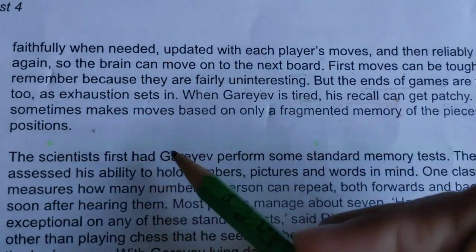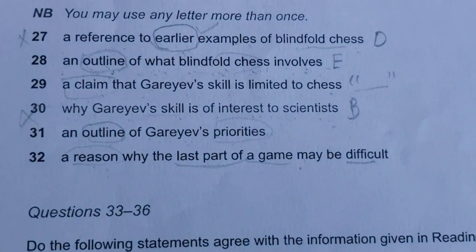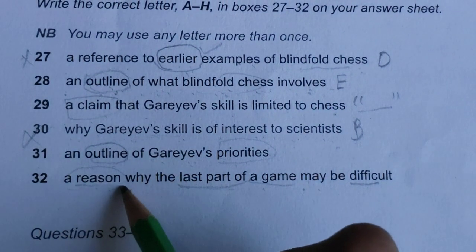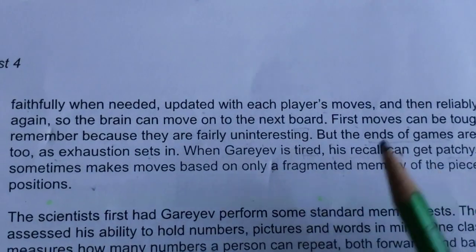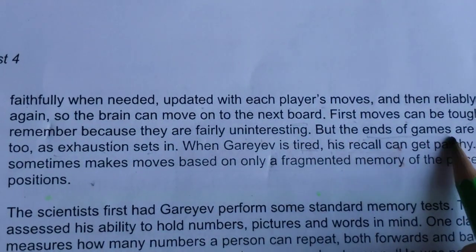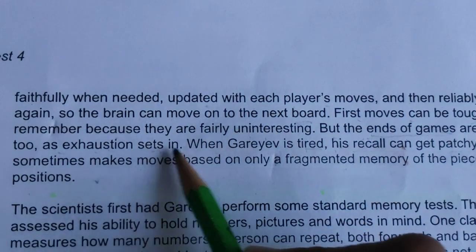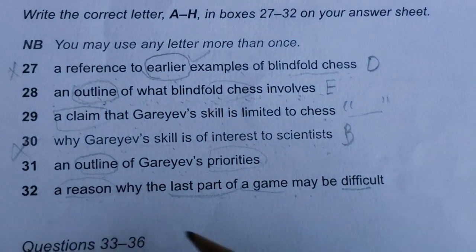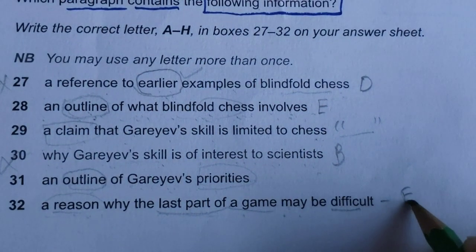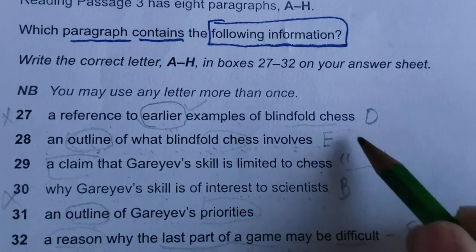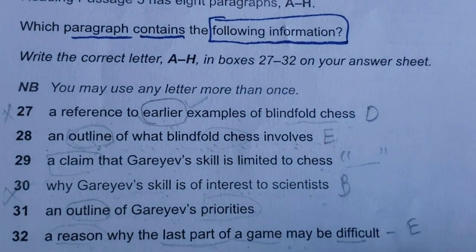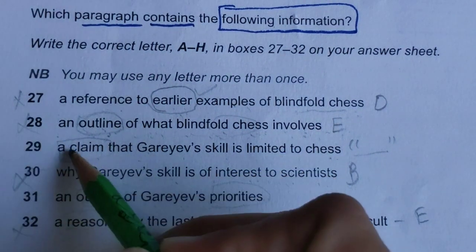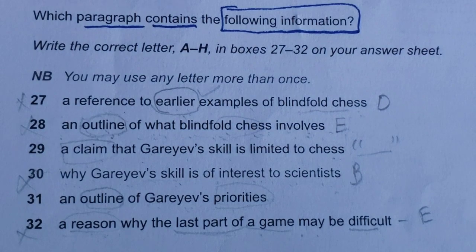So here it is the same. Let's match it with the same paragraph. Yes, the last part of a game may be difficult, and they have given the reason: the ends of the games are taxing too, as exhaustion sets in when he is tired. It means for 32 we will be writing E again. So of course for this one paragraph we have selected two options. Now we have only one to two options left and the paragraphs are three.